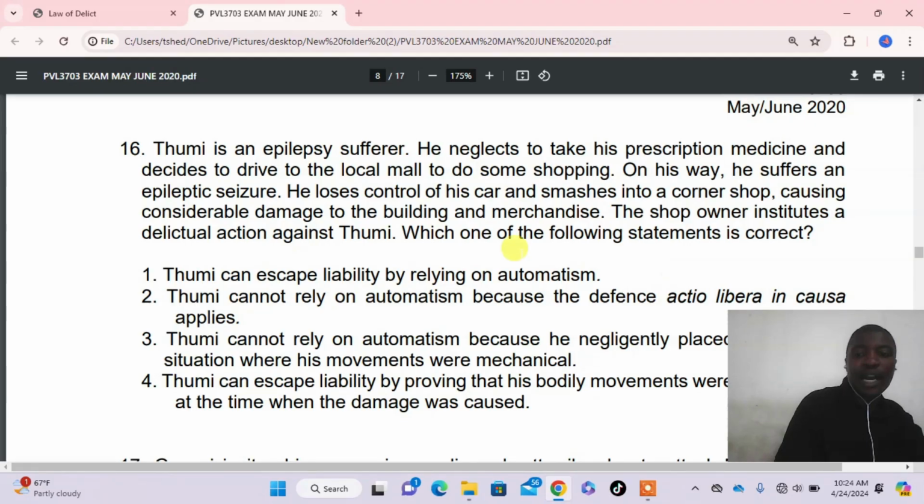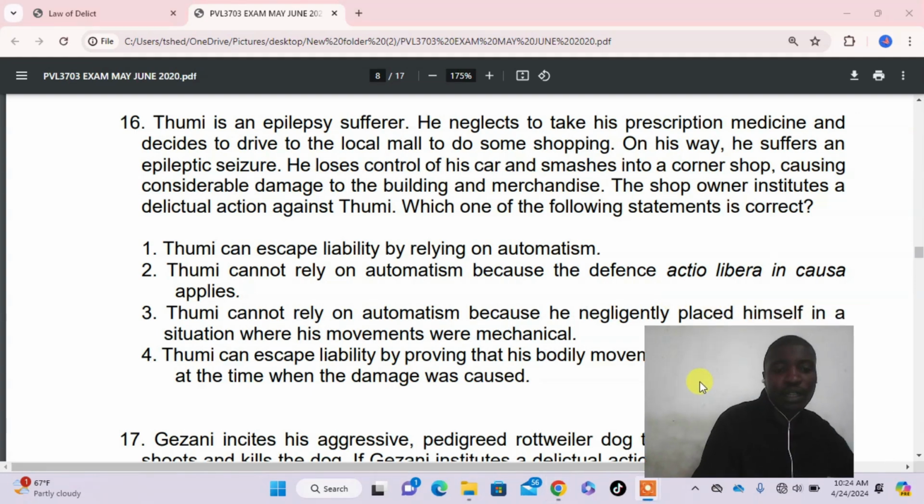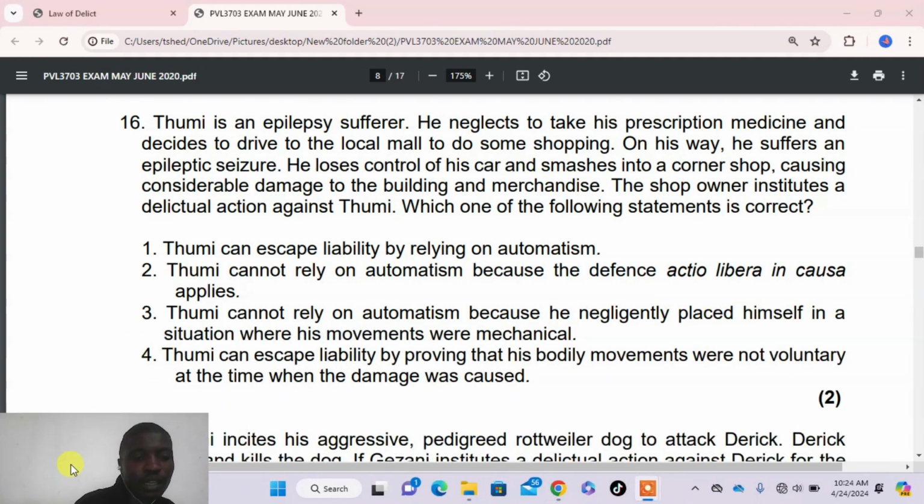So the shop owner instituted a delictual action against Tumi for his action of neglecting to take his prescription medicine and driving to a local mall and then smashing into the corner shop. So now he has to pay for smashing the corner shop. Then they ask which of the following statements is correct. Number one, Tumi can escape liability based on automatism. Number two, Tumi cannot, let me put it here.